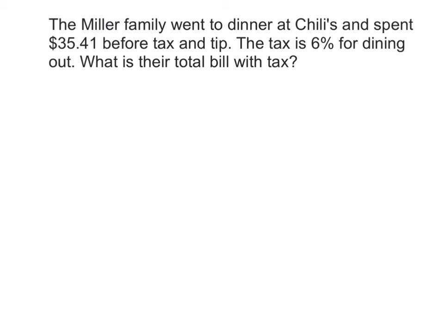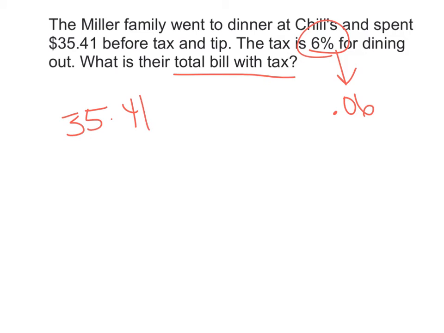In our next example, it says the Miller family went to dinner at Chili's and spent $35.41 before tax and tip. The tax is 6% for dining out. What is their total bill with tax? This time they're combining it all into one. So we're going to take our 6%, that becomes 0.06. We're then going to take our $35.41 and multiply it by 0.06, and we're going to see what we get for our tax.